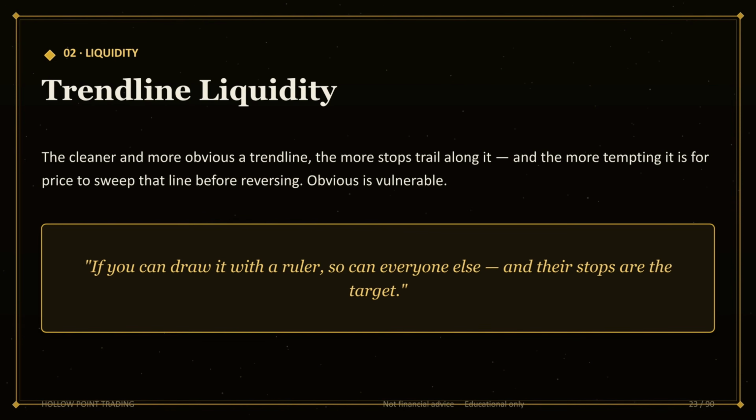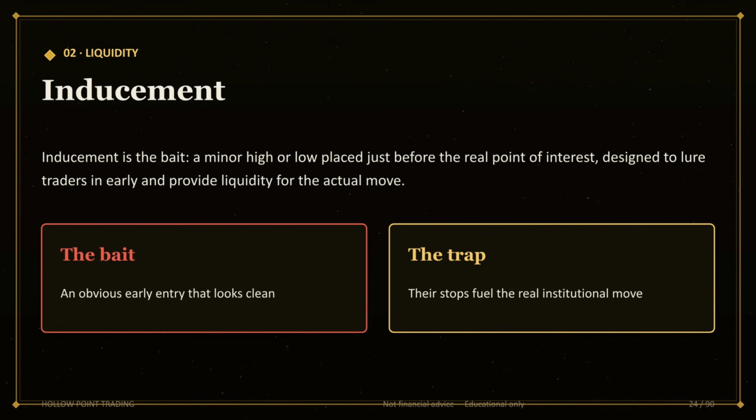Be wary of obvious trend lines. The easier a trend line is to draw, the more retail traders are trailing their stops along it. This makes it an incredibly vulnerable target for institutional price action to sweep. Inducement is a classic trap.